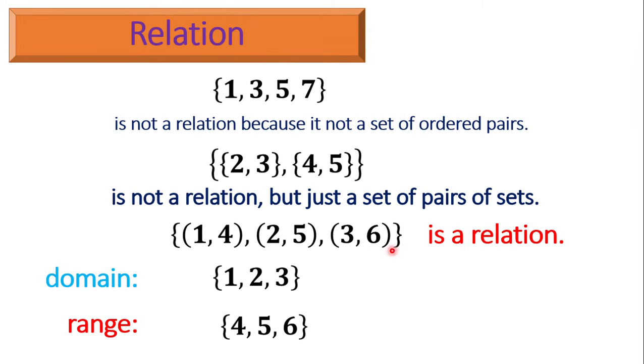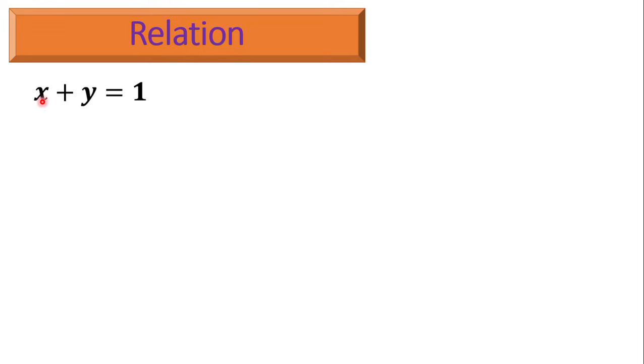So, pero itong ginawa natin ito, yung example na to, yung (1, 4), (2, 5), (3, 6) are relation. So, isa siyang relasyon o relation. Okay, so the domain is 1, 2, 3, and then the range is 4, 5, and 6. Nagkakaintindihan po ba tayo?